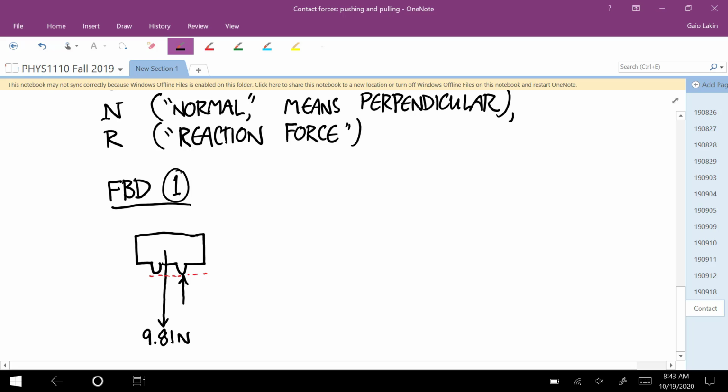Okay, that's the direction of the pushing force. And I'm going to call this the normal force. And since this is body 1, I'm going to call this N1. Now we're done with the force that's applied by the ground.